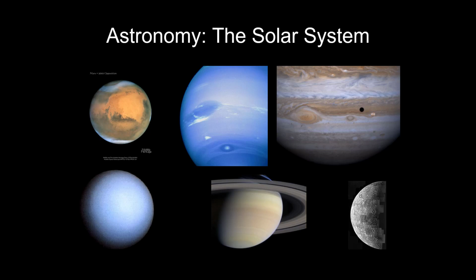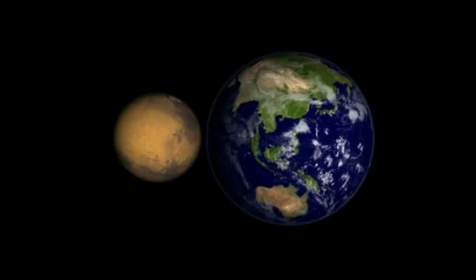In this video, we're going to look more closely at the planets and see how their characteristics differ. We'll start with some pretty pictures of the solar system. These are two distinct photographs of Earth and Mars placed next to each other for size comparison, and you can see that Earth is much larger than Mars.